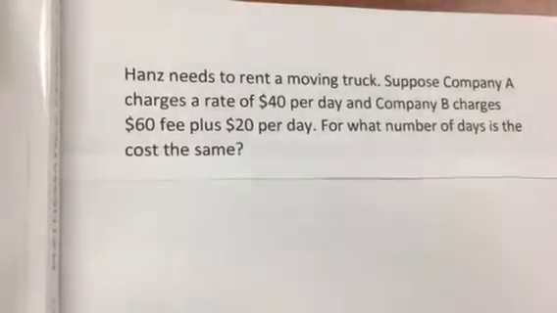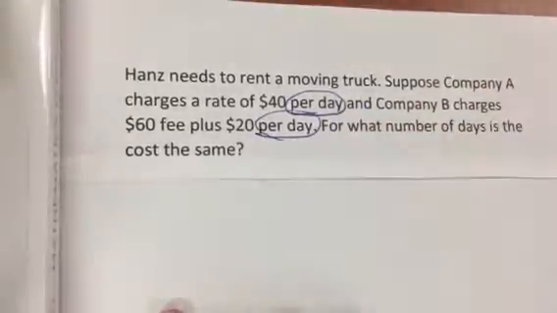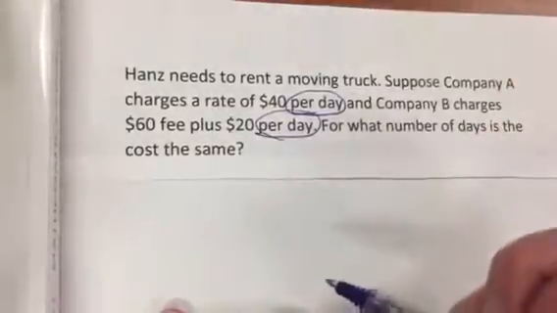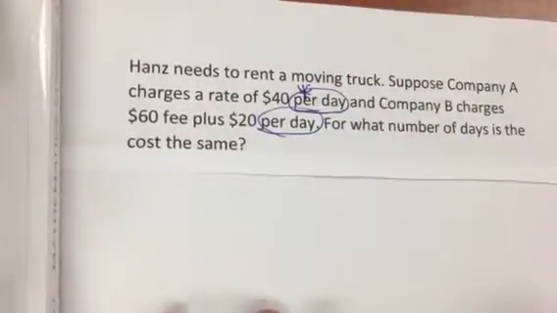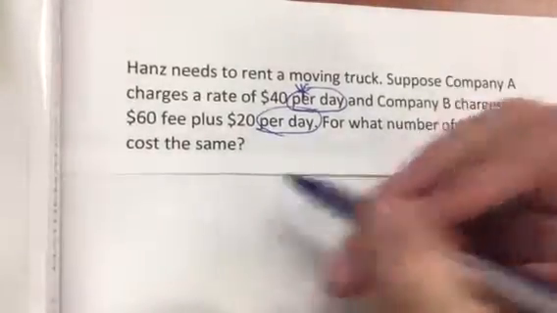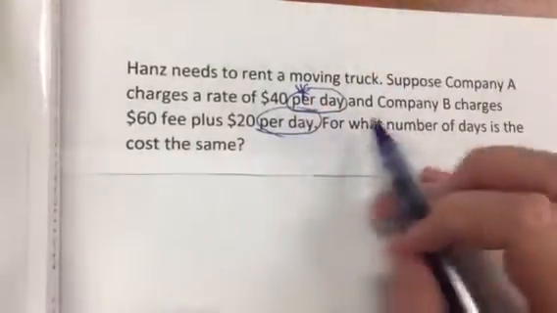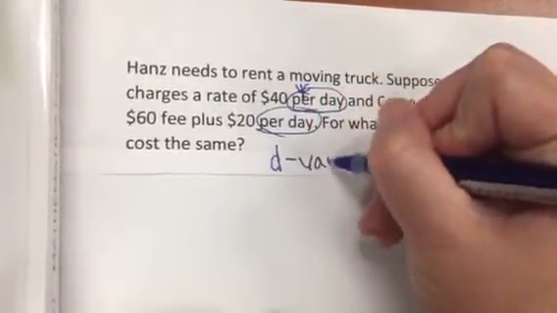So we first had to look at what's our variable. It looks like our variable is going to be our days. Notice how they're the exact same? Now, what did the word per mean? For each. What kind of operation do we do? Multiply! So we know that our days is our variable. So D for days is the variable.